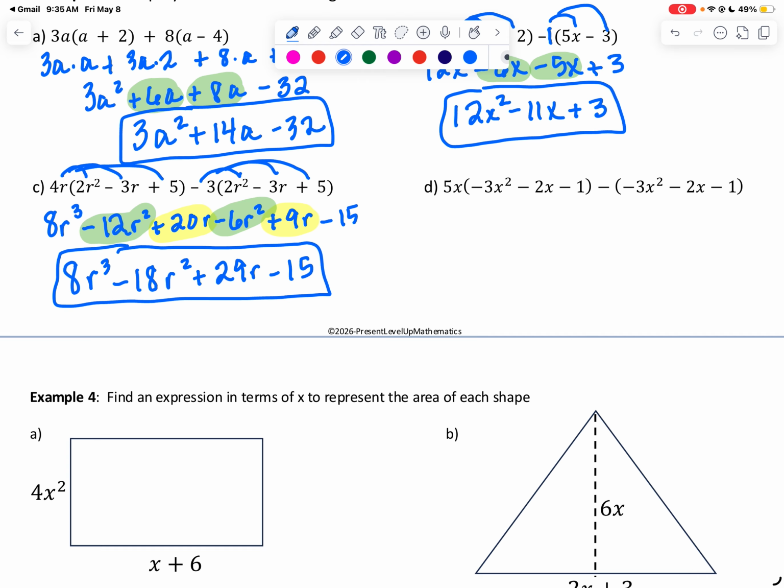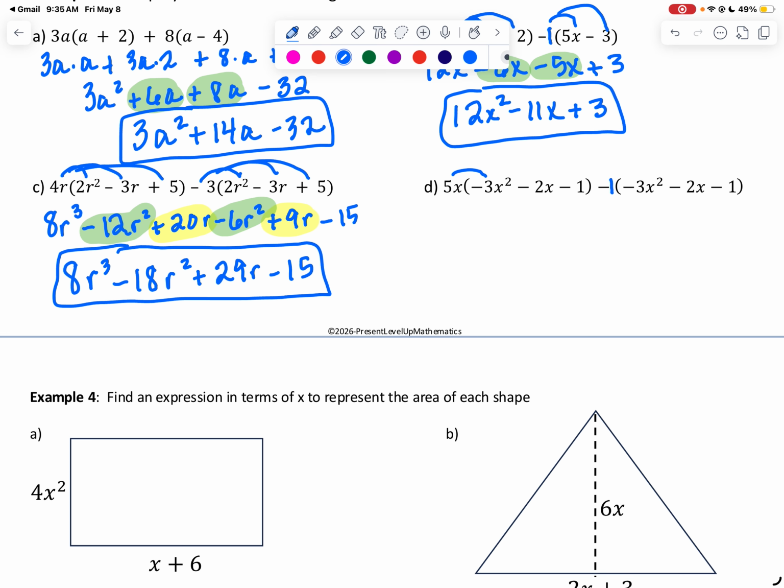All right, in problem D, we have 5x times the quantity, negative 3x squared minus 2x minus 1, minus, and we should add a 1 there, minus 1 times the quantity, negative 3x squared minus 2x minus 1. Pause the video and try this problem on your own. All right, welcome back. Let's see how you did.